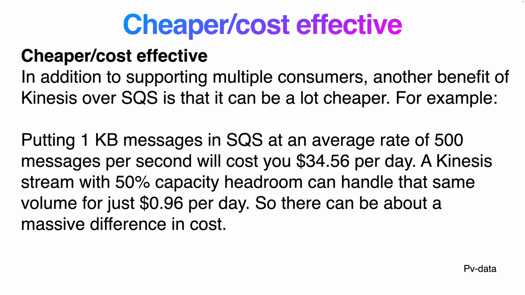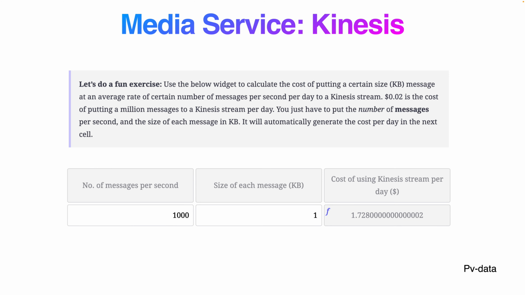Cheaper and cost effective. In addition to supporting multiple consumers, another benefit of Kinesis over SQS is that it can be a lot cheaper. For example, putting 1 KB messages in SQS at an average rate of 500 messages per second will cost $34 per day, but a Kinesis stream with 50% capacity headroom can handle that same volume for less than $1. So that is a massive difference in cost. It's almost 34 times less.